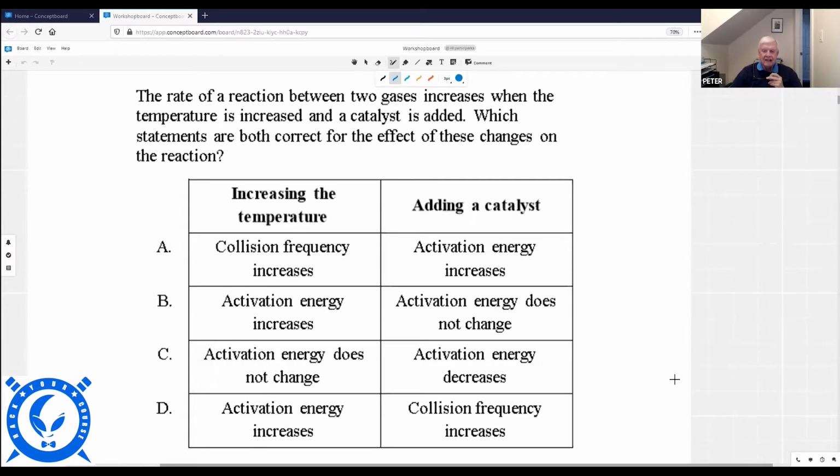And C indeed is the correct answer. Very good. Because increasing the temperature doesn't change the activation barrier, it just increases the number of molecules that have sufficient energy upon collision to surmount the barrier and the reaction to occur. Adding a catalyst, on the other hand, of course, provides a new reaction pathway with a lower activation energy. Very good. Good positive start. Let's move on.